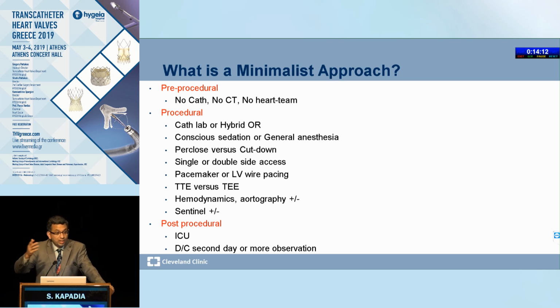Procedurally, you can do it in the cath lab or a hybrid room. You can do it under conscious sedation or general anesthesia. You can use Perclose, or you can cut down the groin. You can use 1 Perclose or 2 Percloses. You can use a pacing wire, or you can use an LV wire to pace. You can use a transthoracic echo or transesophageal echo. You can use hemodynamics, aortography, or none of that to assess the AR.